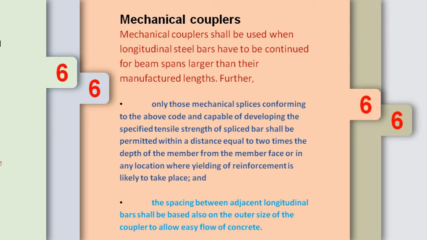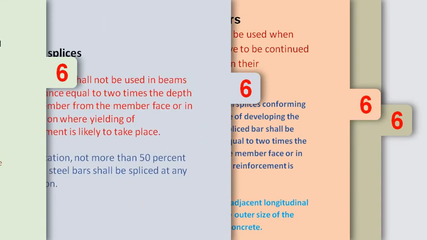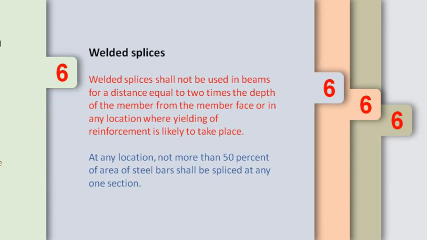That means the space between the two should be like that. The concrete can easily flow between the two. Now, next is the welded couplers. Welded splices.